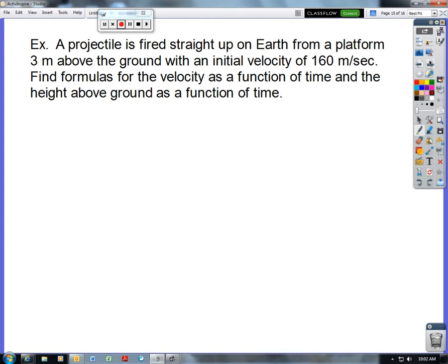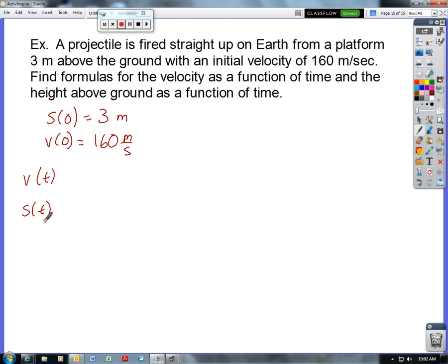I'm going to label our information. It's starting from 3 meters above ground. That's the initial position, s of 0. We also have an initial velocity, so v of 0 is 160 meters per second. So those are some initial conditions. And it's asking us to find v of t and the height above ground, that's s of t.